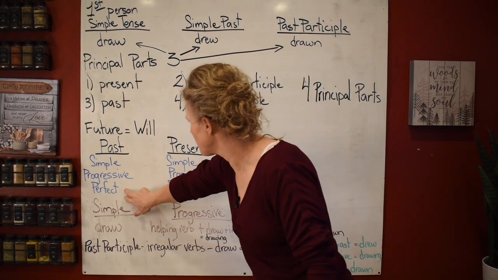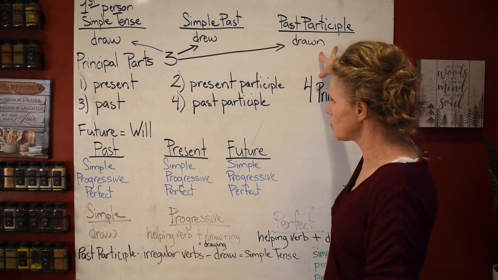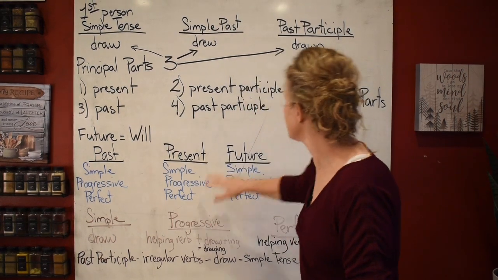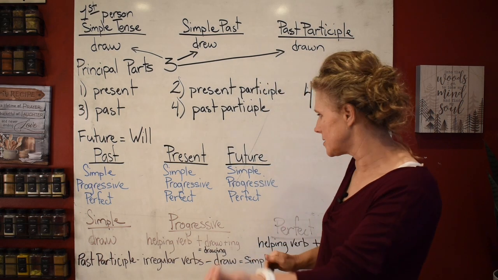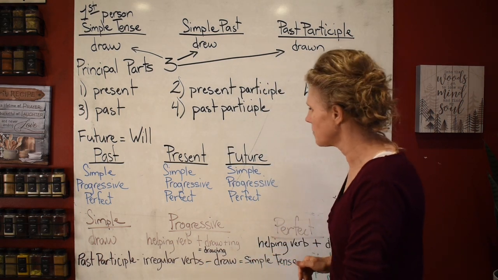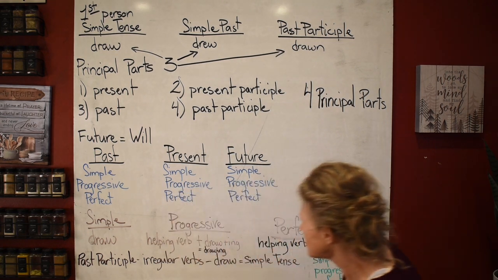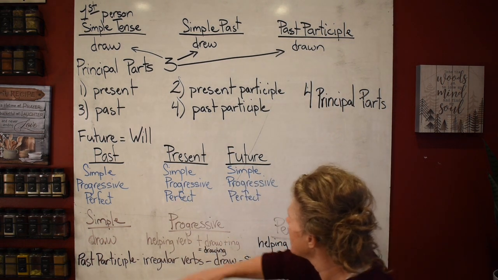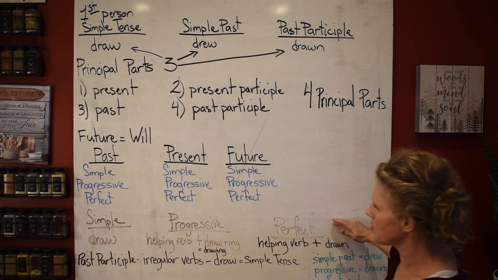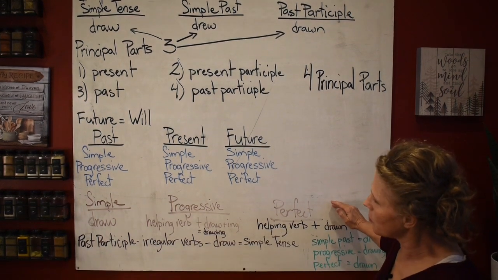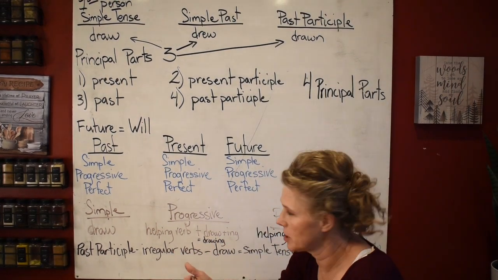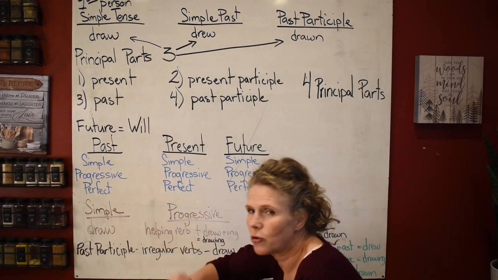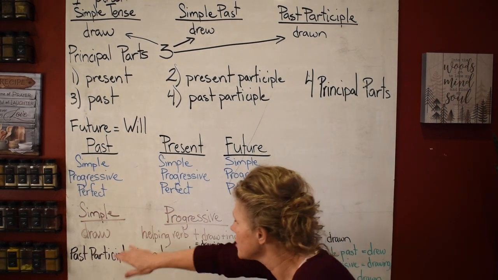When you want to do the perfect in the past, you have to use the word drawn. When you want to do the perfect in the present, you have to use the word drawn. You have to use the proper auxiliary verbs for that to work. Now, let's talk about that. We have your simple, progressive, and your perfect. So we're going to use the word draw, which is the confusion here. So you're going to use your irregular verb, draw.